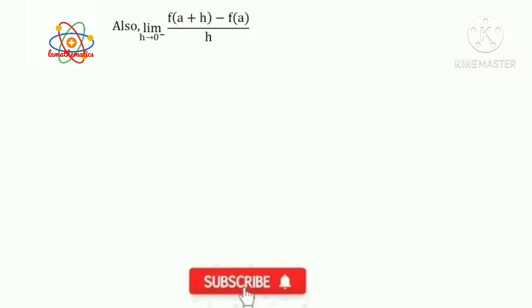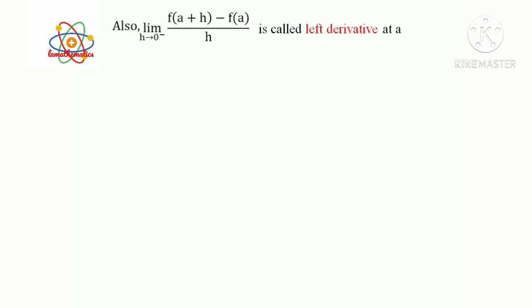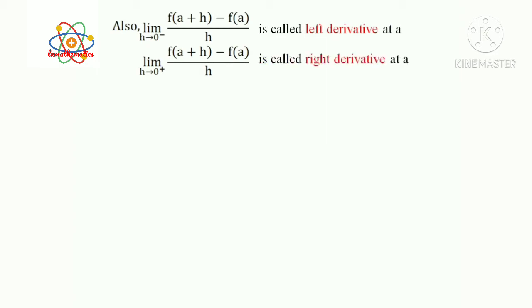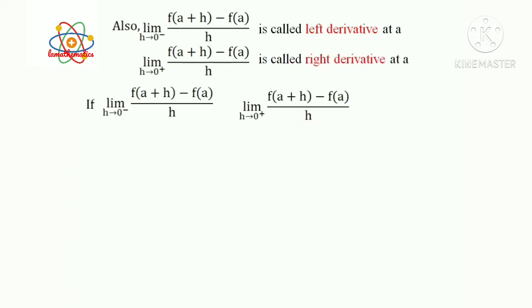Also limit h tends to 0 minus f of a plus h minus f of a by h is called left derivative at a. Similarly, limit h tends to 0 plus f of a plus h minus f of a by h is called right derivative at a. If left derivative and right derivative are equal, then f dash a equal to limit h tends to 0 f of a plus h minus f of a by h.